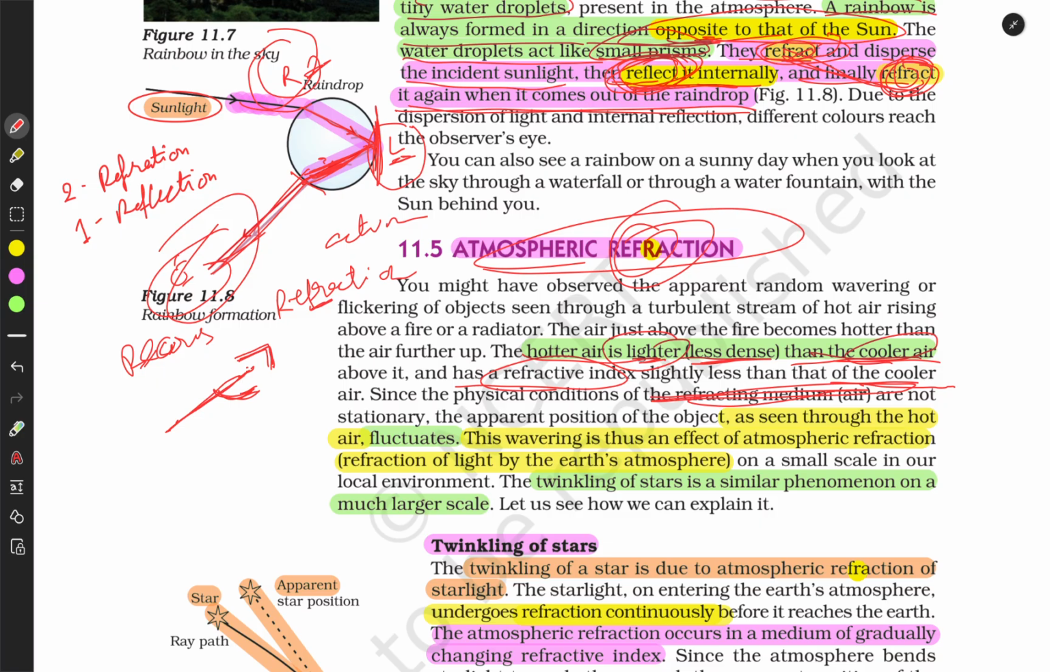Why did the medium change? Because of the uneven heating of the atmosphere, two separate mediums form. The lighter, hot air acts as an optically rarer medium, and the cooler air acts as an optically denser medium. As the hot air fluctuates, this wavering is thus an effect of atmospheric refraction, a refraction of light by the Earth's atmosphere. Twinkling of stars is a similar phenomenon on a much larger scale.